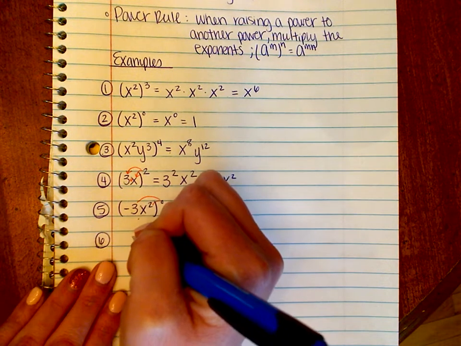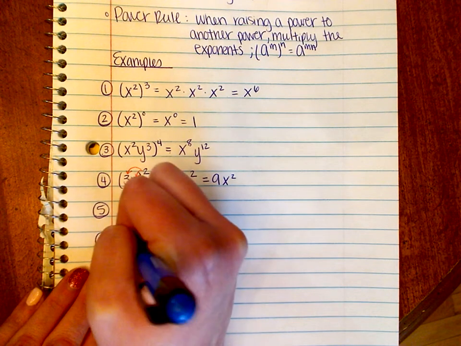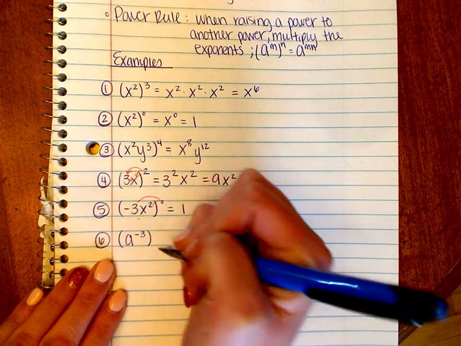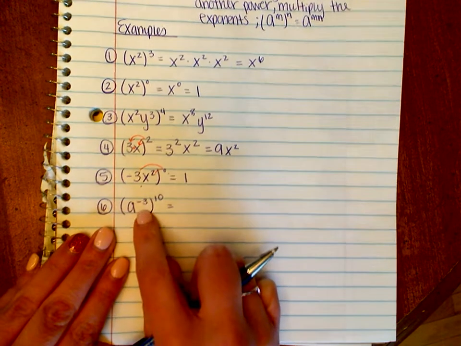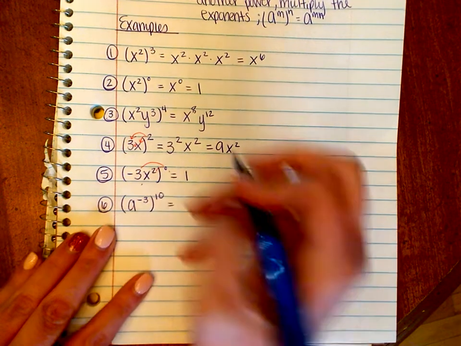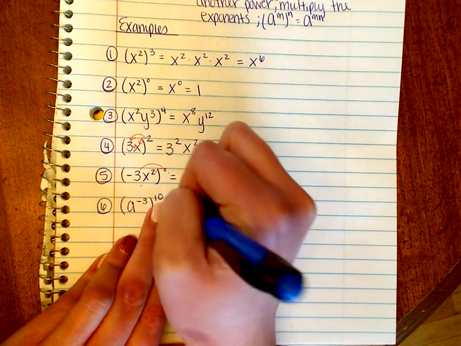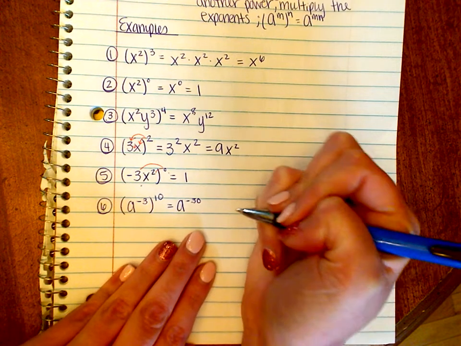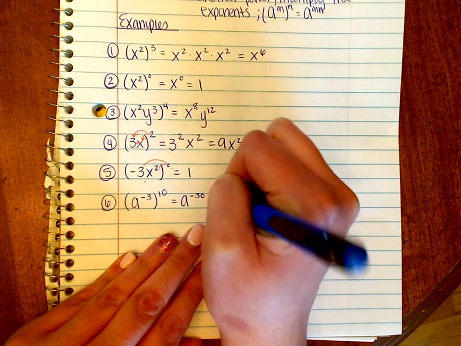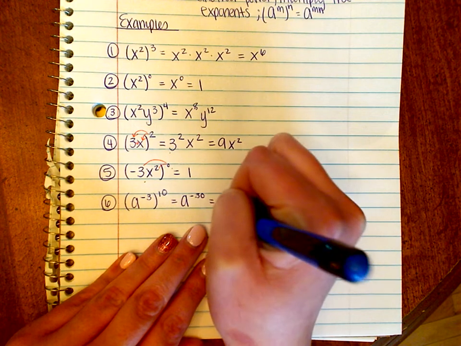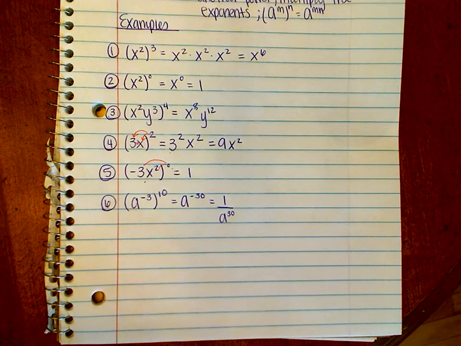You can also have negative exponents. Say we have a to the negative 3rd, and that's being raised to the 10th power. We're still going to do the same thing. It's a power raised to a power, so we multiply. Negative 3 times 10 is negative 30. We can never leave a negative exponent in our answer, so we need to rewrite that as 1 over a to the 30th power.